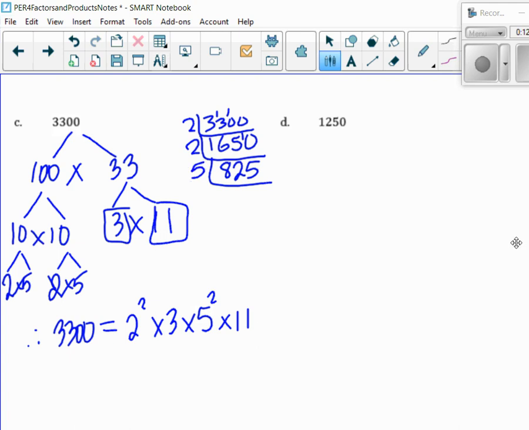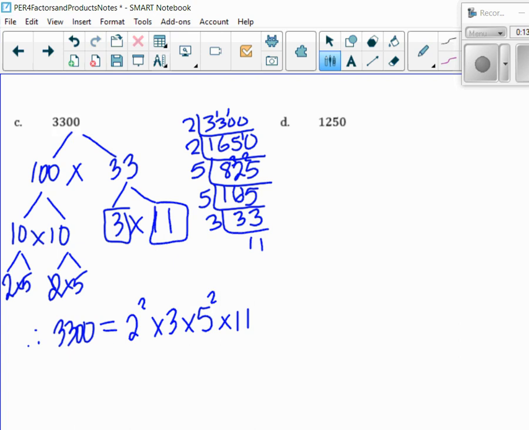5 goes into 8. Once, carry the 3. 5 goes into 32. 6, carry the 2. 5 goes into 25. 5. Keep dividing. It ends in a 5, so we're going to divide by 5 again. 5 goes into 16. 3 times. Carry the 1. 5 goes into 15. 3. So what's it divisible by? It's up to you if you wanted to choose the 11 or the 3, but either or you're going to get that as the same thing, right?